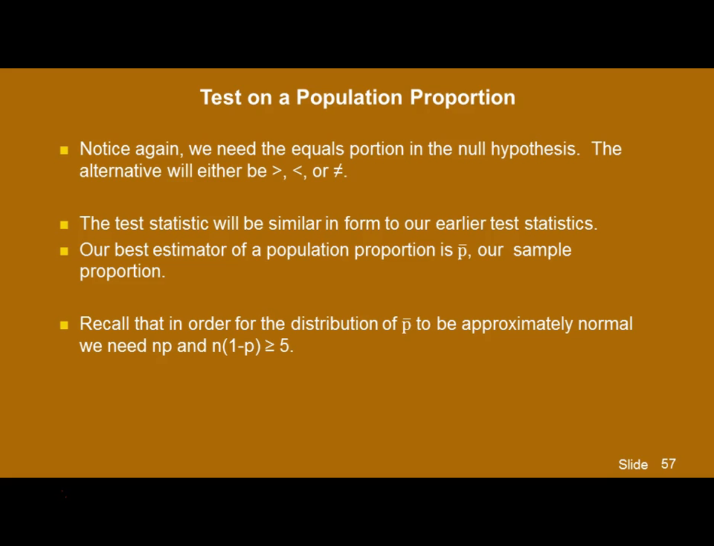We're going to see in a minute that the test statistic is actually very similar in form to the ones that we used when we did tests on means. Recall that our best estimator of a population proportion is P bar, our sample proportion. We talked about P bar in earlier modules. Recall that the distribution of P bar can be treated as approximately normal, provided n times P and n times 1 minus P are greater than or equal to the number 5, and we will assume that to be the case here.